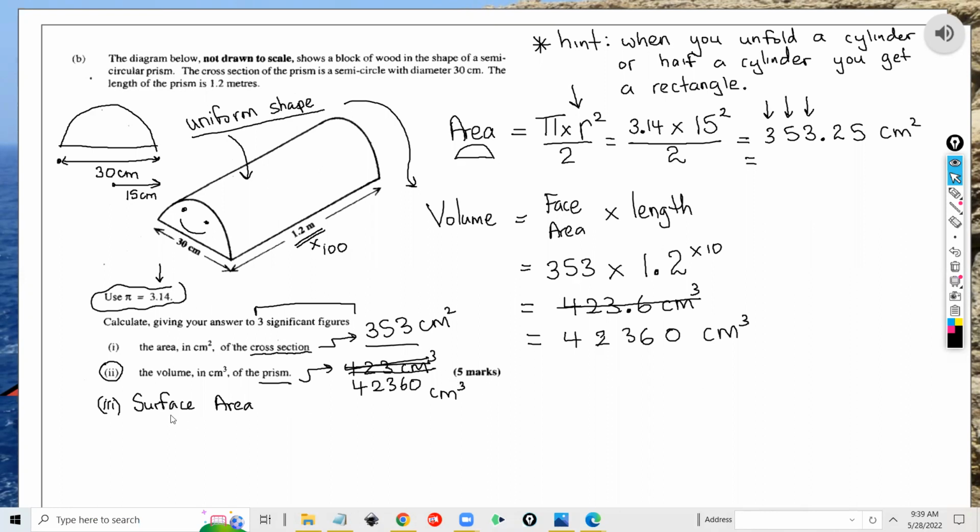All right, so part 3 now. This is where the hint comes in now. So take a try on that one. I'll give you one more thing. Do not forget that the face area is 353. You're going to have to use this in part 3 over here.